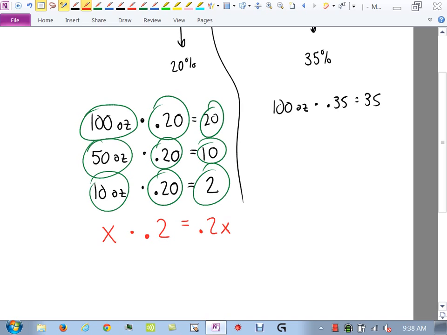Okay. Now what about the Y mixture over here? How much of the B are we going to pour in? Do we know? No. So what do we call it? Y. So we take Y and multiply it by what? 0.35, and you get 0.35Y.